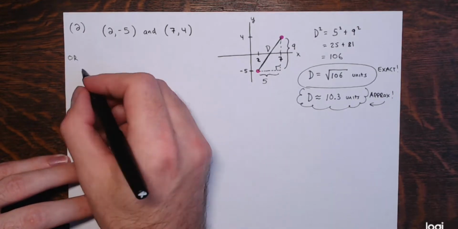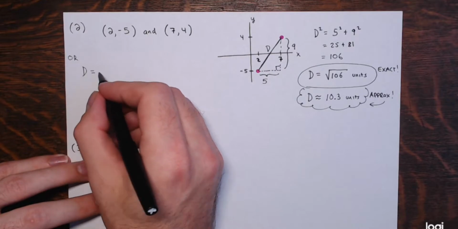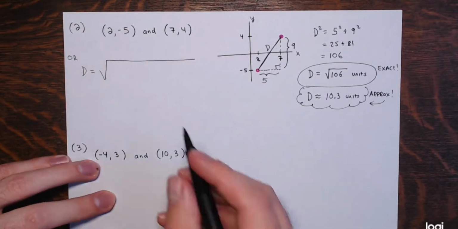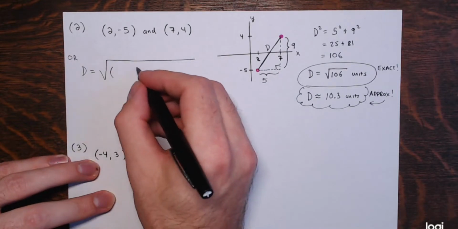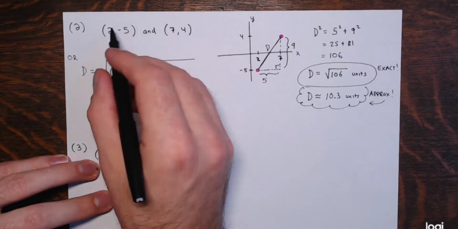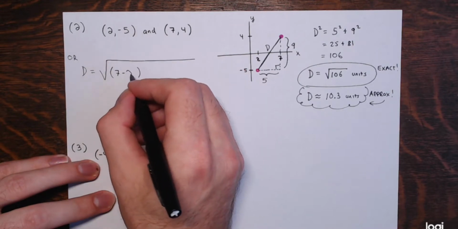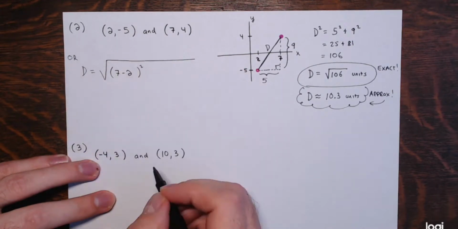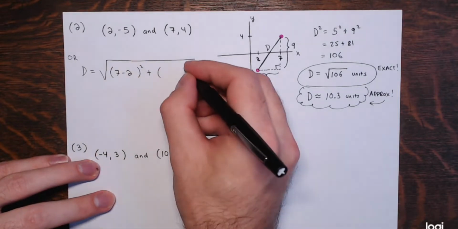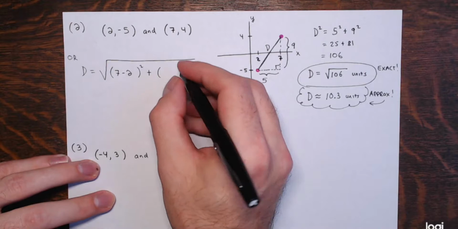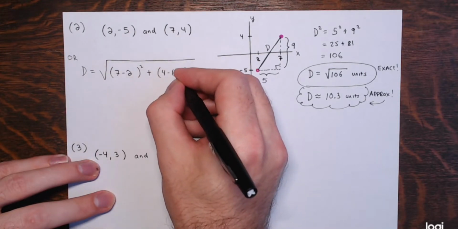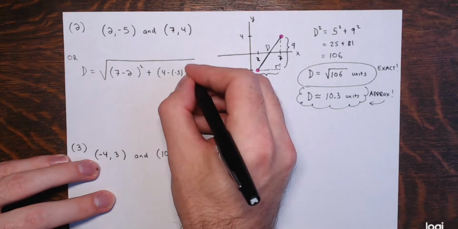All right, or you could use the formula. The distance between these points is, and then make a big square root. And then in one set of parentheses under the square root, you have the change in the x coordinates. I like to do second minus first, so 7 minus 2, and then square that. Plus, and then another set of parentheses, and inside this, you do the change in the y coordinates, 4 minus -5, and then square that.